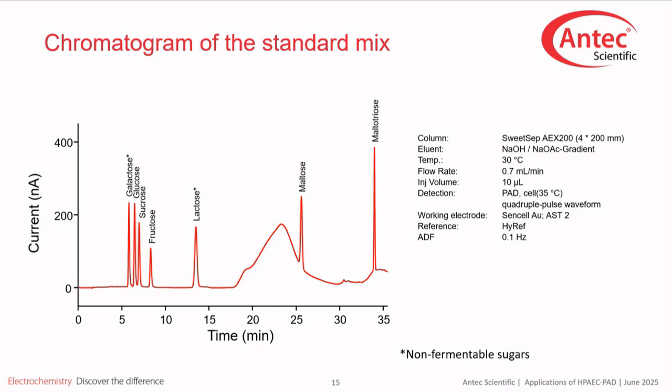This slide showcases the combination of fermentable and non-fermentable sugars separated on the SweetSep AEX200 using a sodium hydroxide and sodium acetate gradient completed in 35 minutes before reconditioning for the next sample. It identifies galactose, glucose, sucrose, fructose, lactose, maltose, and maltotriose, while oligosaccharides and polysaccharides elute after maltotriose and can be analyzed with an appropriate gradient.